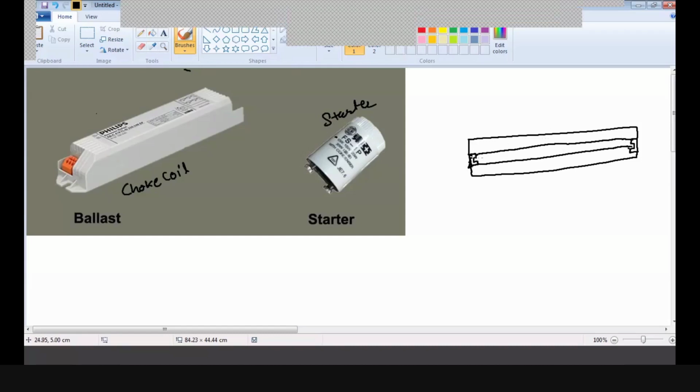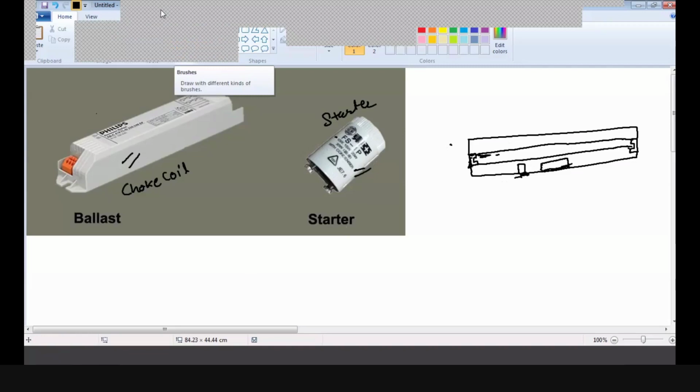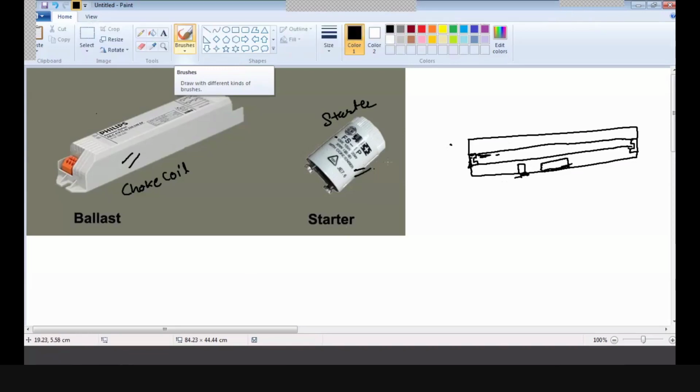In earlier days, the ballast was here and the starter was here. You can see them on the kit, but nowadays the kit is fully covered, so you cannot see the ballast or the starter outside. It is inside only, but actually it looks like this. This is the choke coil, this is the starter. Understood, students? Yes, ma'am. Sometimes the starter looks like a transparent one. It comes with a transparent body also. So you can recognize what part it is.